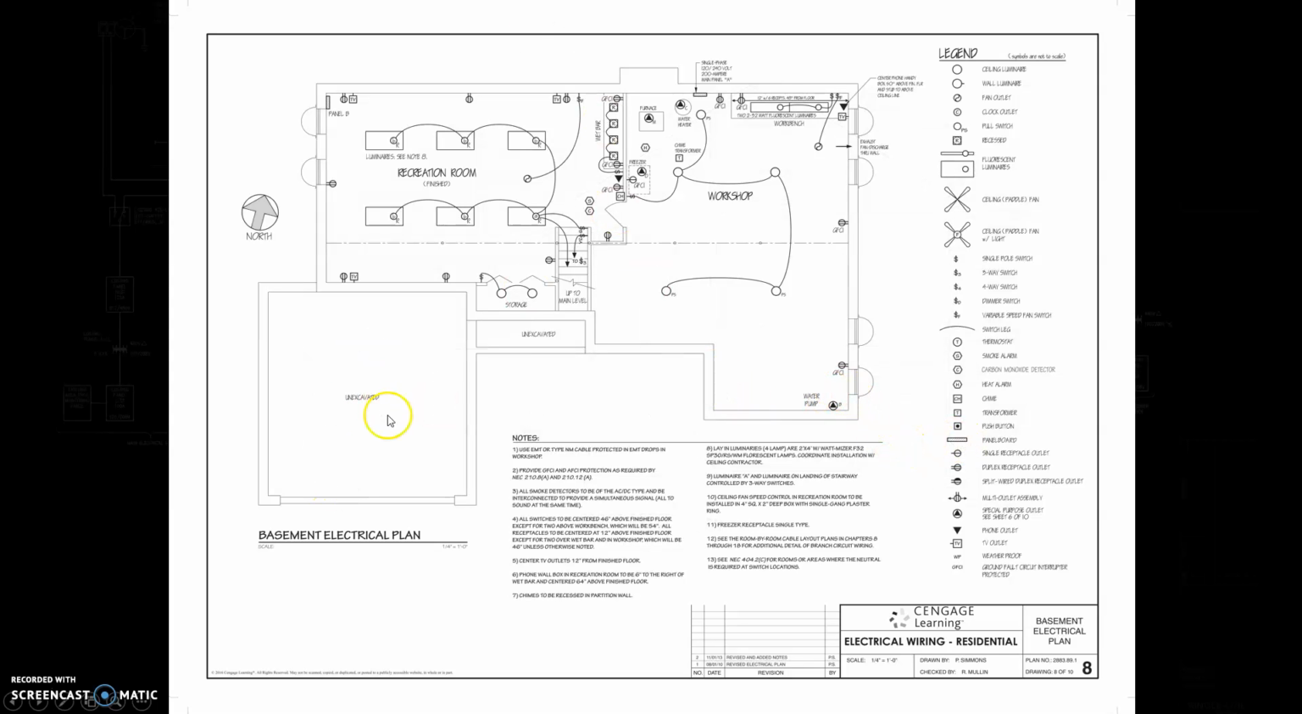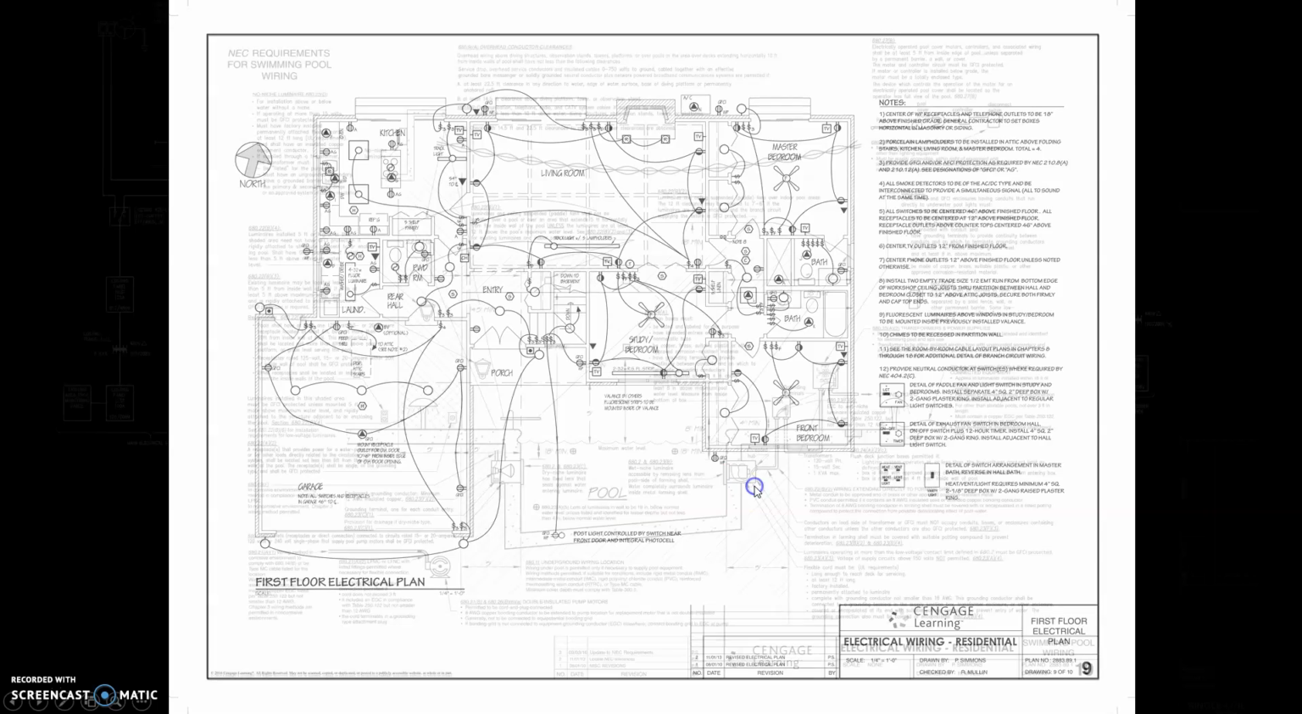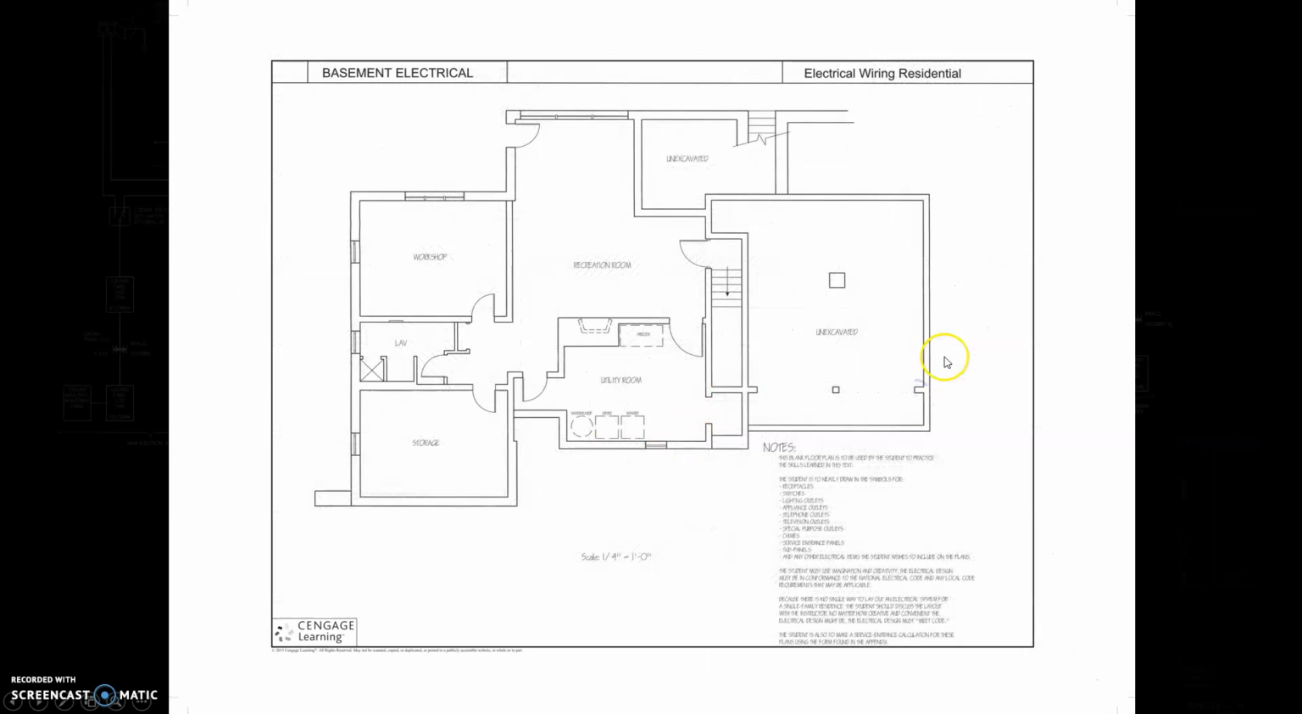Page 8, this is our first true electrical plan. They're showing us the basement here in particular. Notice we have a legend of electrical symbols. Take note of that. Here again, now we have the first floor electrical plan, page 9. Then we have a cross section of a swimming pool wiring. We have a chapter all about swimming pool wiring towards the end of the year, so we'll be referencing that at that point as well.